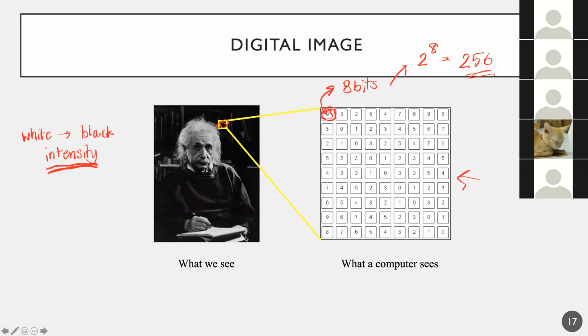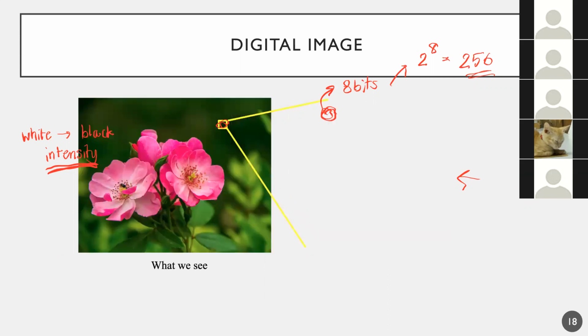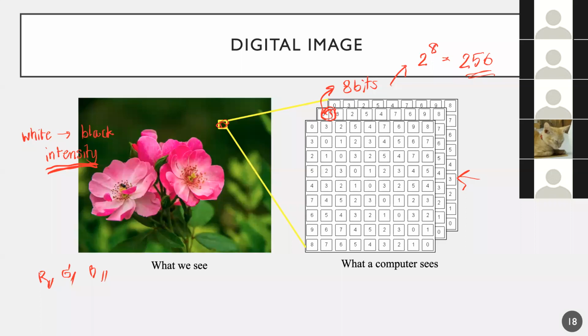But this is for the grayscale image. For the color image, you see that it's a combination of red, green, and blue components. So they will have more than one plane of colors. They have 3 planes, and each plane represents red, green, and blue, and they can combine to represent an image as a colorful image. So this is how computers see.